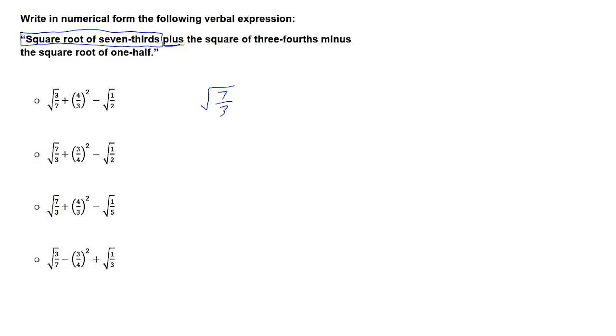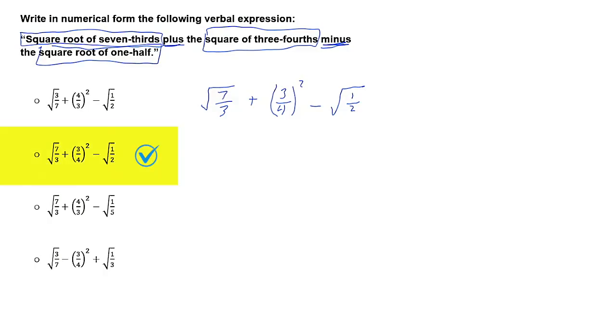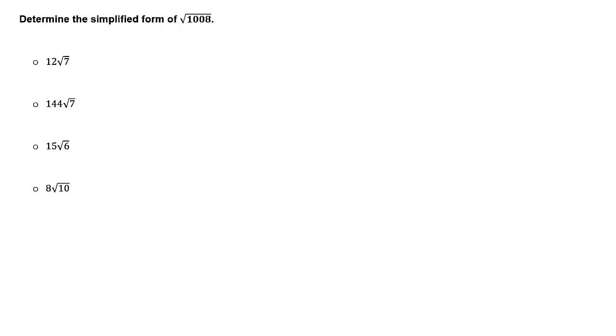Now we've got our operator here, plus the square of 3/4. And that's everything up until this next operator. So the square of 3/4, that's going to be the square of it, minus the square root of 1/2. So then we've got square root again, 1/2. So that's our answer. Square root of 7/3 plus the square of 3/4 minus square root of 1/2. Great job. Determine the simplified form of the root of 1008.